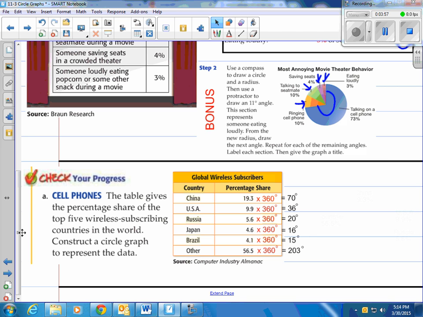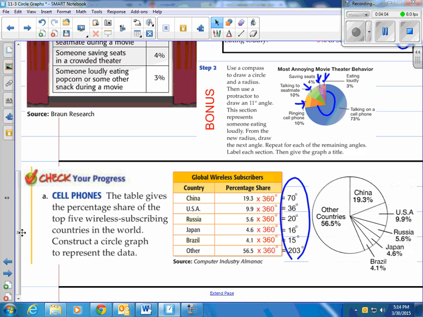And once you have that, this is as far as we'd like you to go. But take a look. Here's how you make the graph. We'd actually measure out 70 degrees for China. So if you measured that, that'd be 70 degrees. And then from there, we'd measure out 36 degrees. And there's the U.S., which is 9.9%. And so on and so forth. But again, this is the tough part, being able to get this information and then being able to make the sectors the right angle measure.